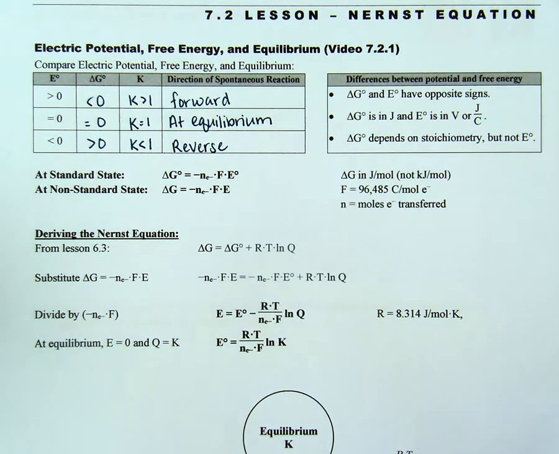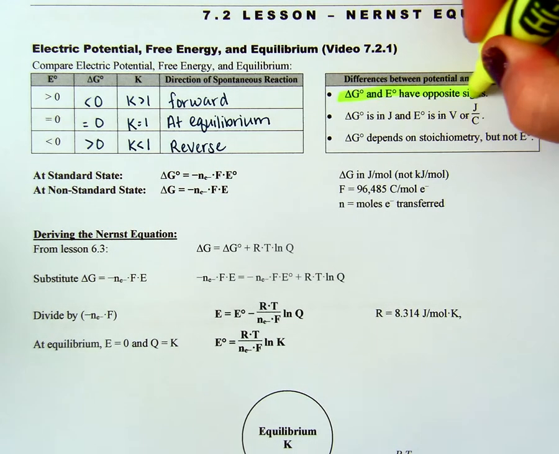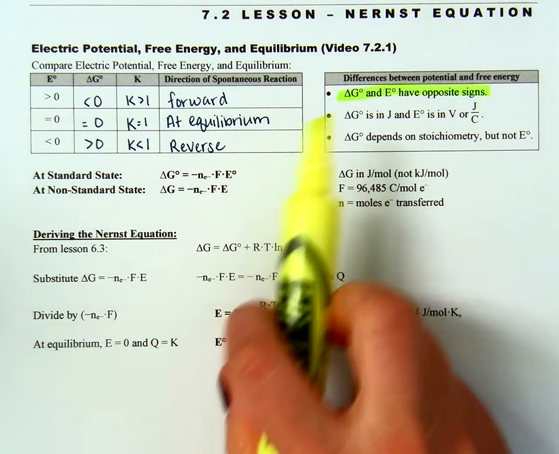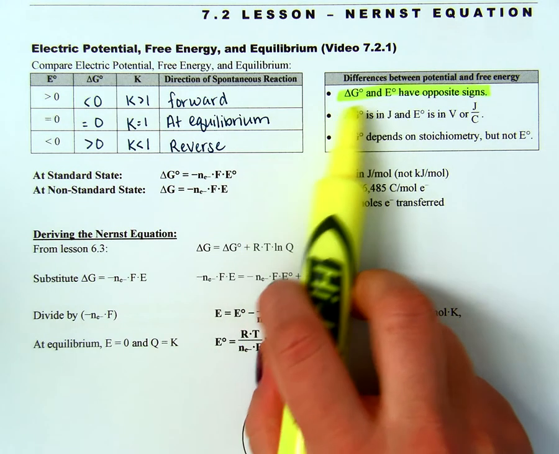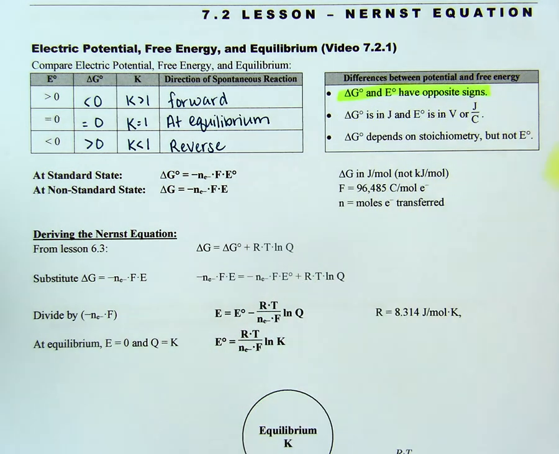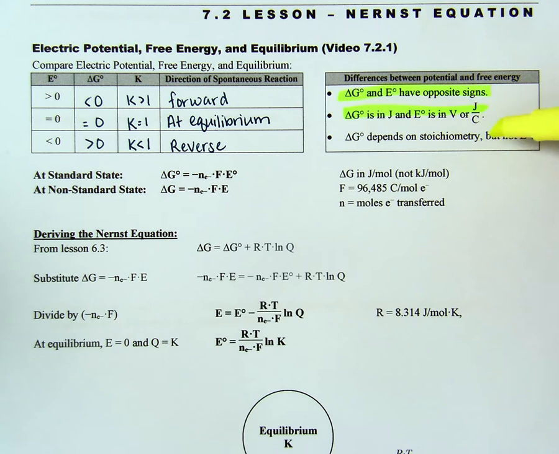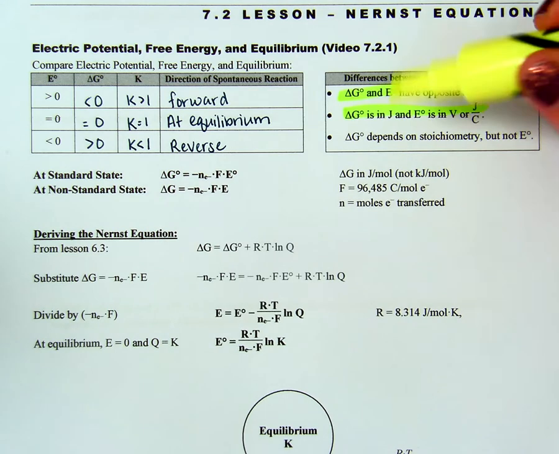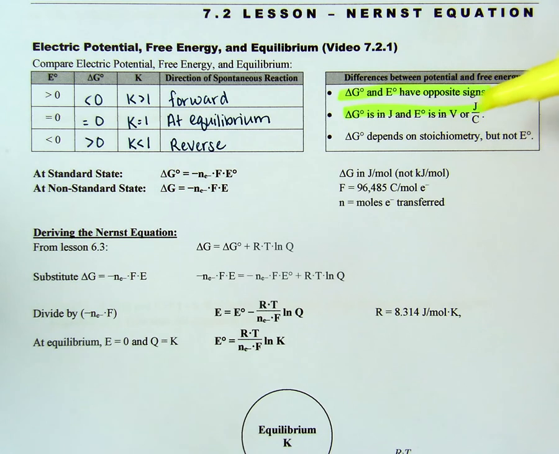Okay, so let's take a look at some of the differences between potential and free energy. So delta G, which is free energy, and E, these have opposite signs. So that means, again, like we said, if delta G is negative, E is going to be positive. Delta G is in joules, and E is in volts, which is also broken down into joules over coulombs. And delta G depends on stoichiometry, but not E. By depending on stoichiometry, of course, we're going to figure out that it depends on the number of electrons transferred.